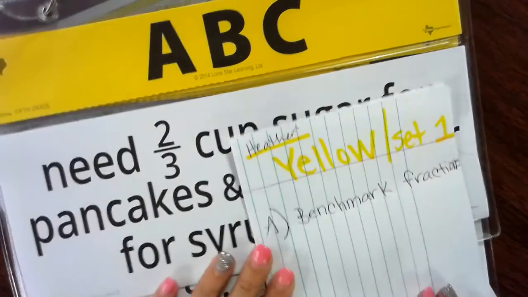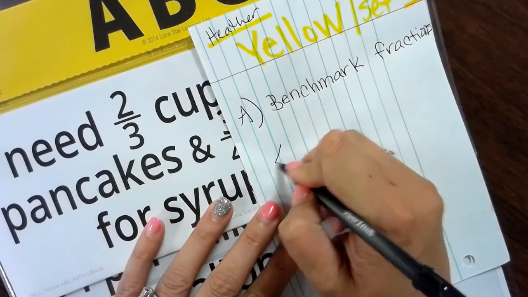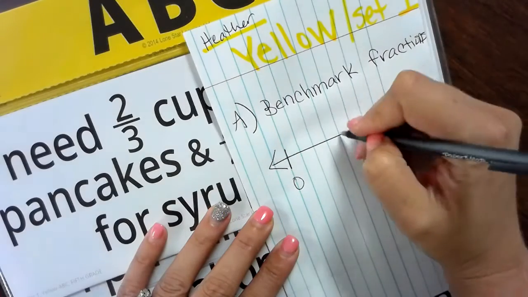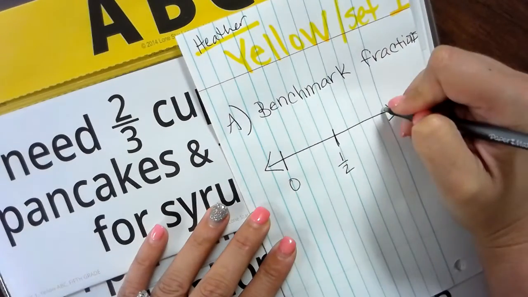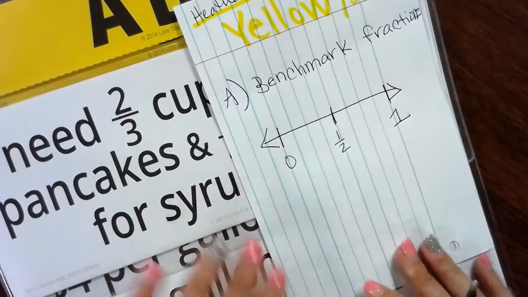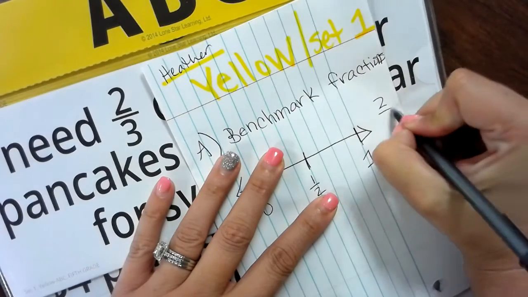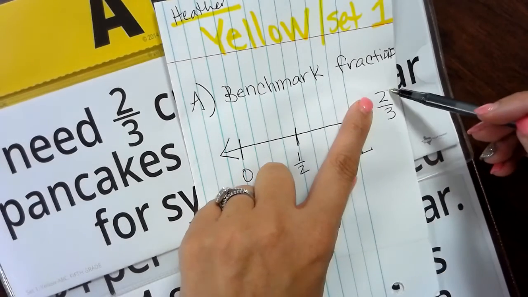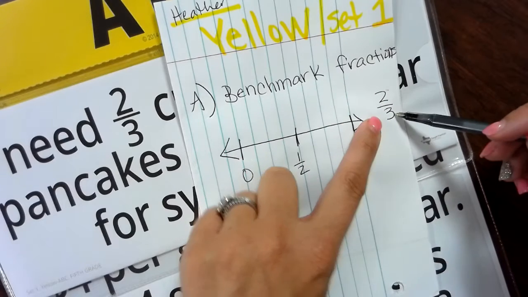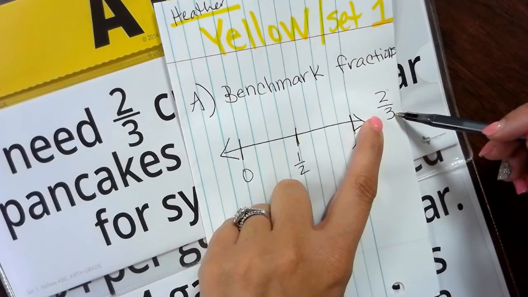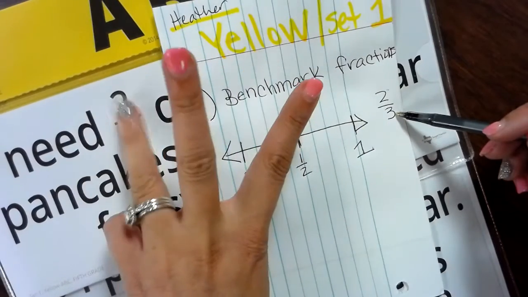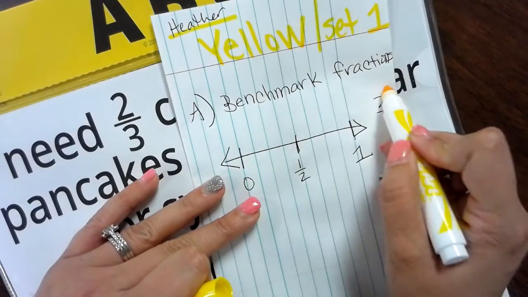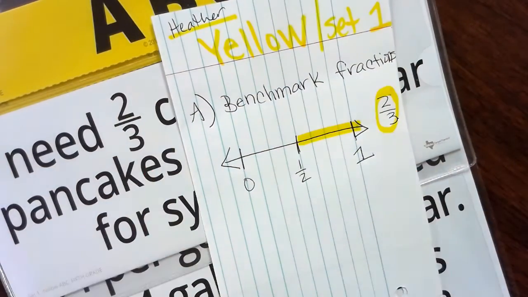Okay. So A tells me that I need to make a little number line. Here is 0. Here is a half. And here is 1, 1 whole. Okay. 2/3 is more, less, or equal to half? Well, half of $3 would be $1.50, or half of 3 Skittles would be 1.5. So 2 is more than that. So I know that this number right here is somewhere along there.